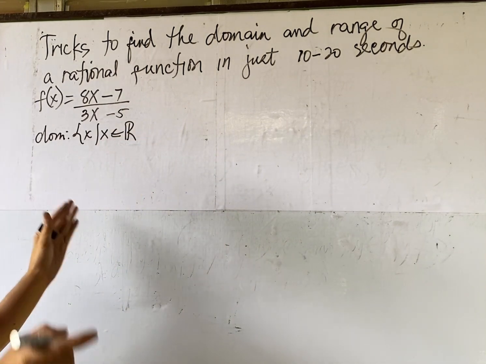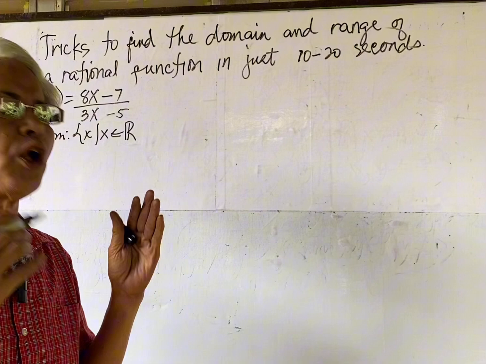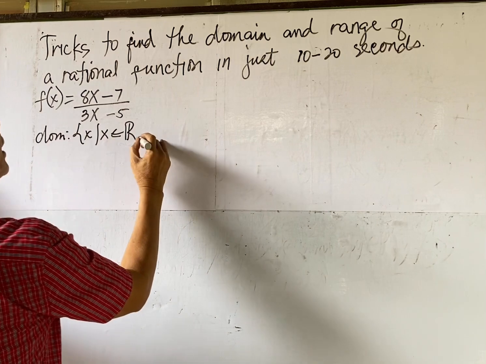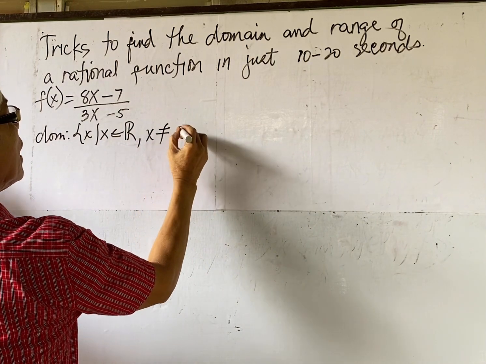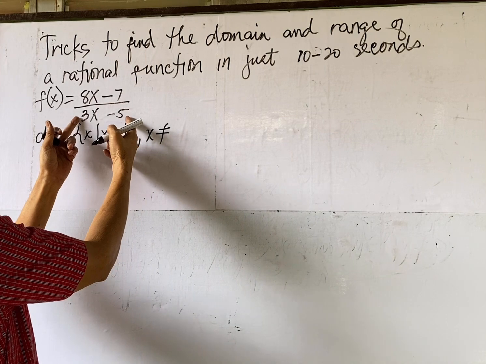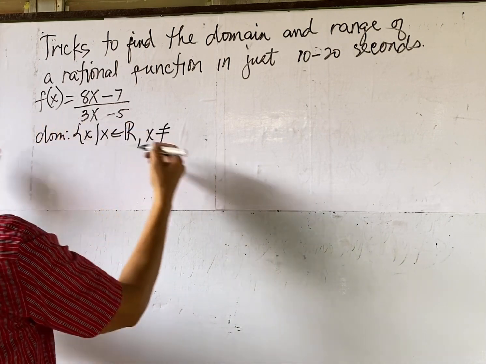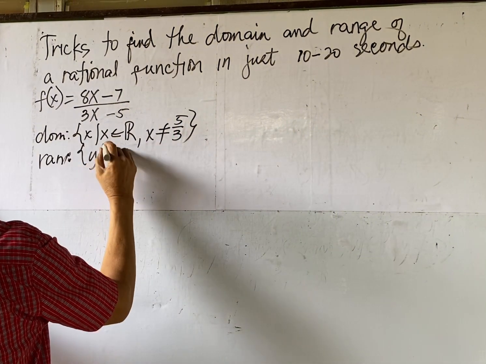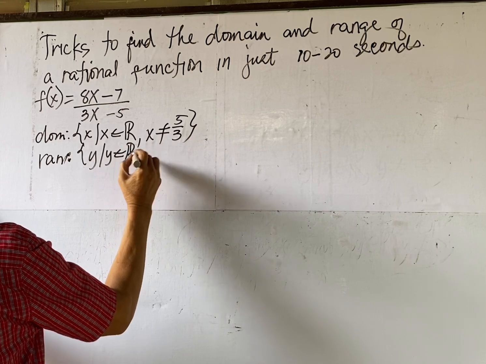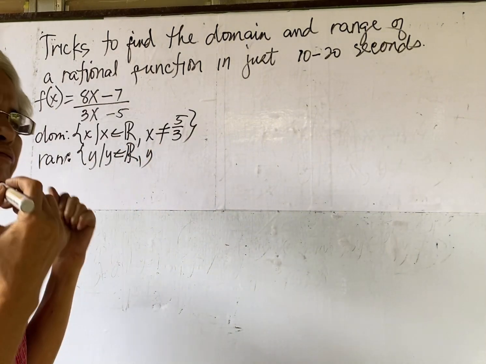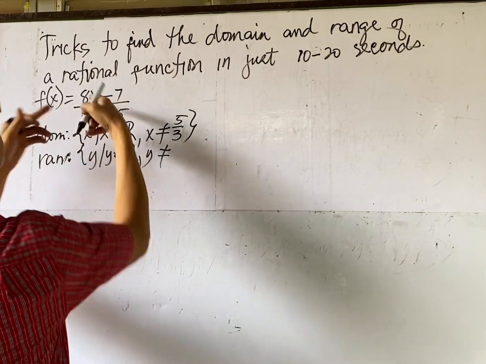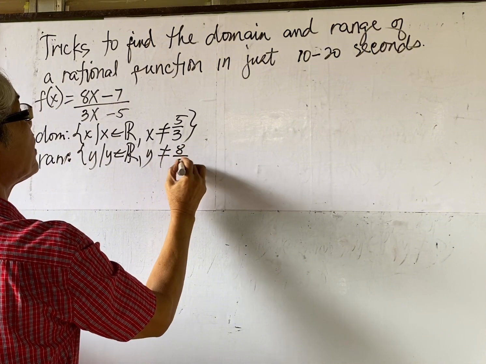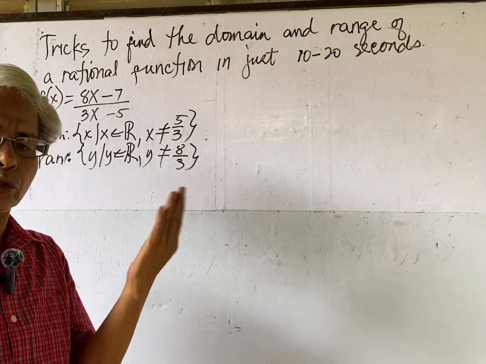So the domain of a rational function is the set of all real numbers, but there is a restricted value. And the restricted value is the value of x that will make the denominator equal to 0, and that is 5 over 3. That's it. The restricted value for y is simply the coefficient of the linear term, and that is 8 over 3. That's it. So, solve na.